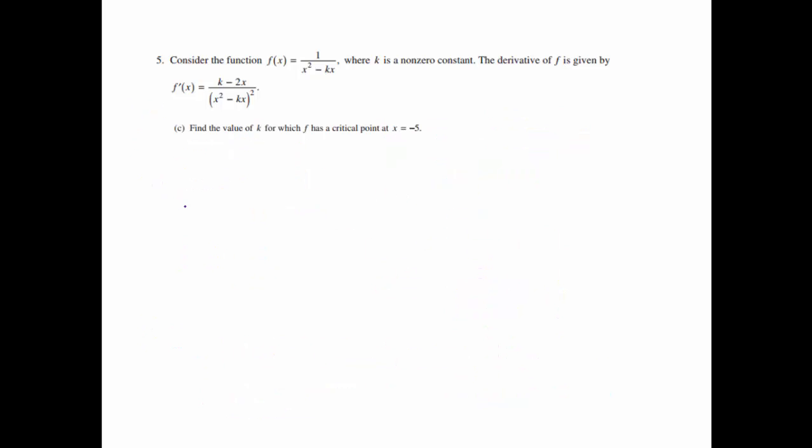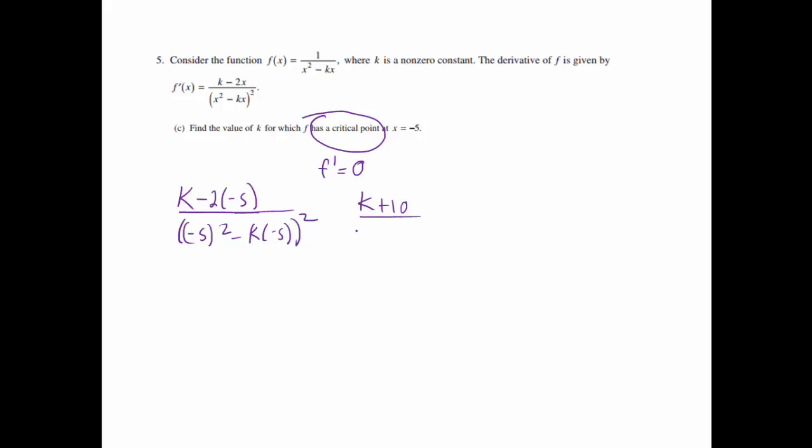Okay, part C, find the value of k for which f has a critical point at x equals -5. Well, remember, if it has a critical point, the derivative will equal 0, and we're talking about x equals -5, so I'm going to put -5 in for the x's in the derivative, so I'm going to get k minus 2 times -5 over -5 squared minus k times -5, and that will all be squared. And when I do that, I will get k plus 10 over 25 minus, well, actually that would be plus 5k squared.